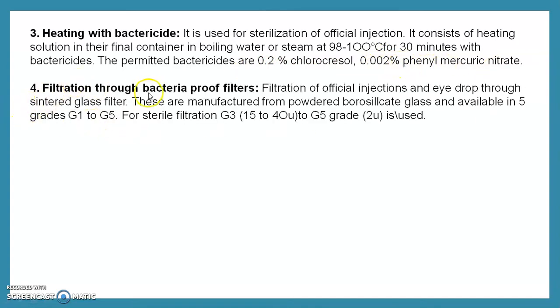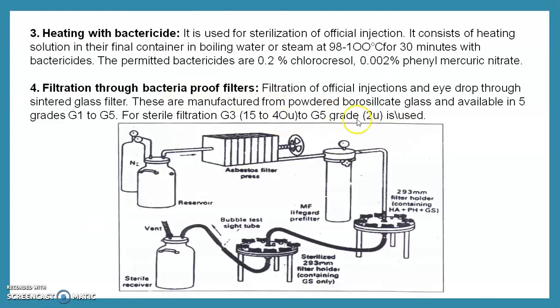Then the next method is filtration through the bacteria-proof filter. Filtration of official injections and eye drops is done through the sintered glass filter. These are manufactured from powdered borosilicate glass and available in grades G1 to G5. For sterile filtration, G3 to G5 grades are used.